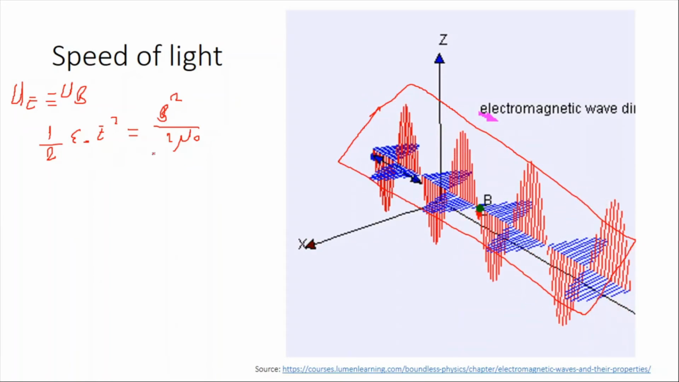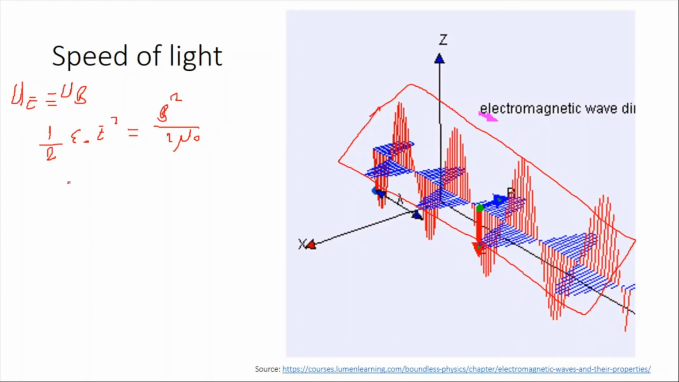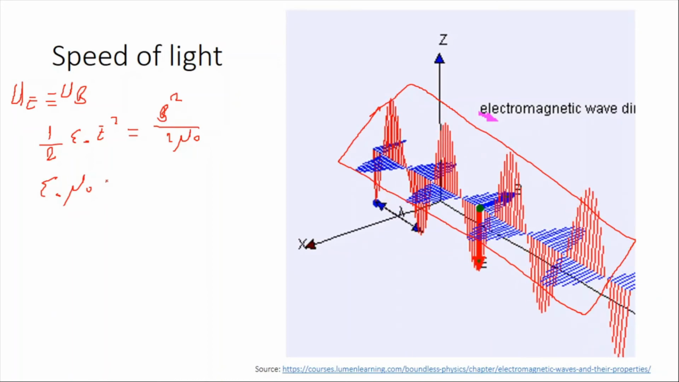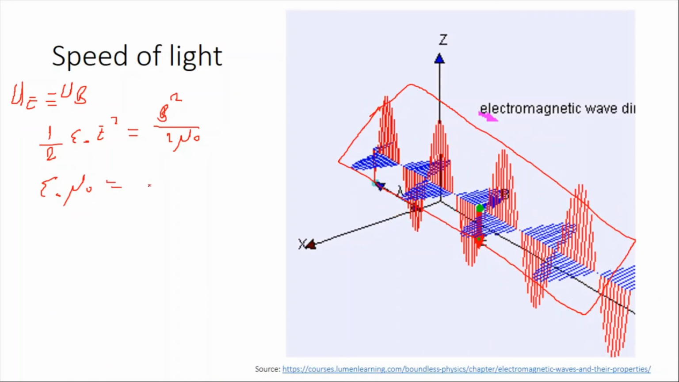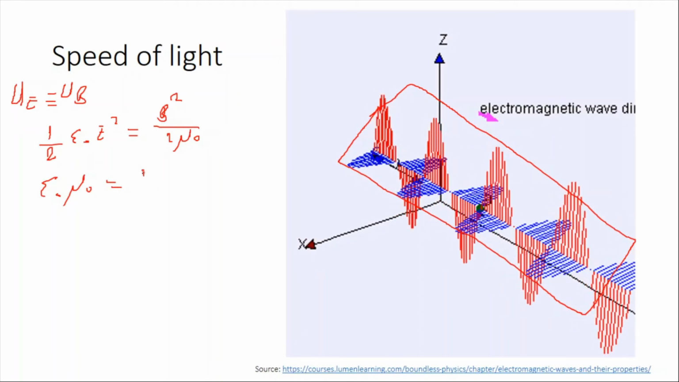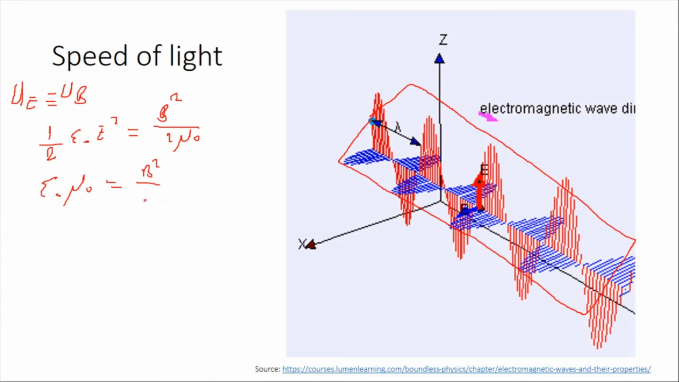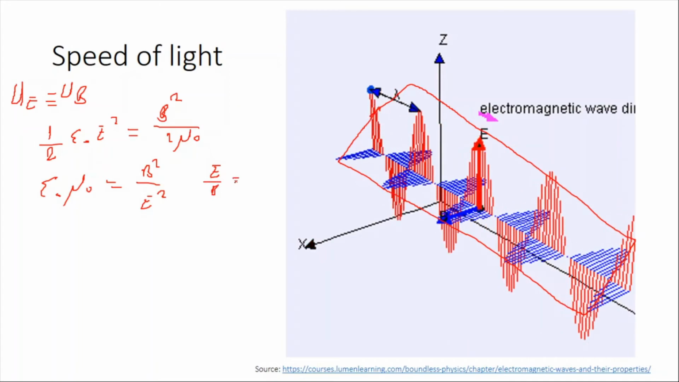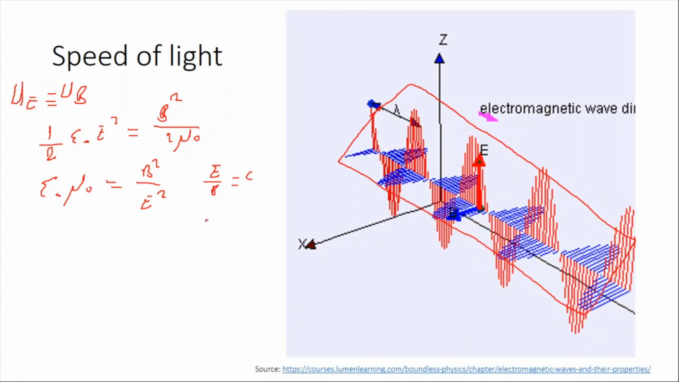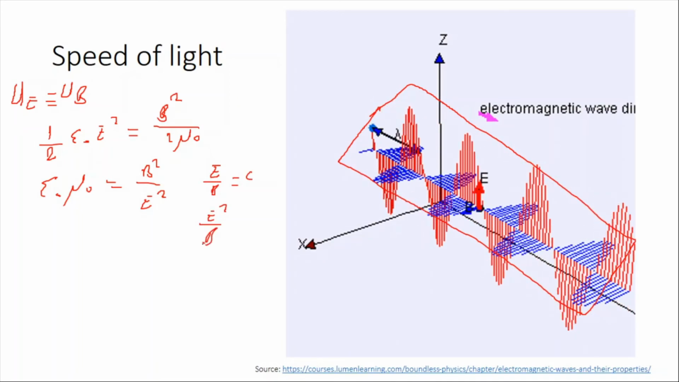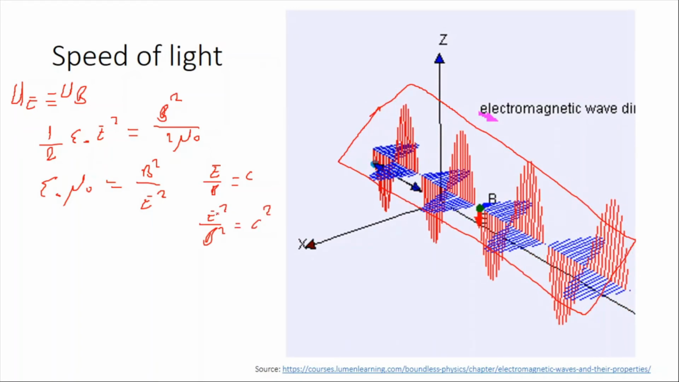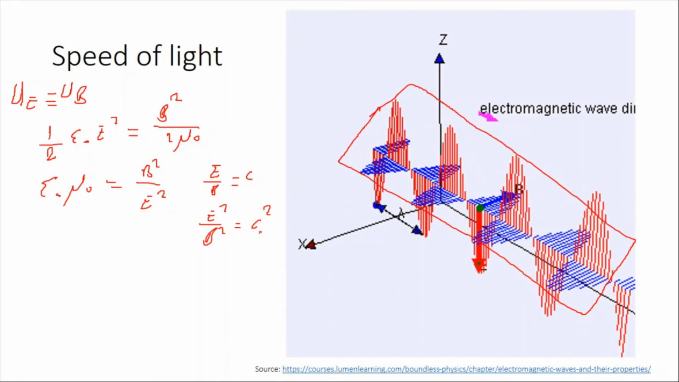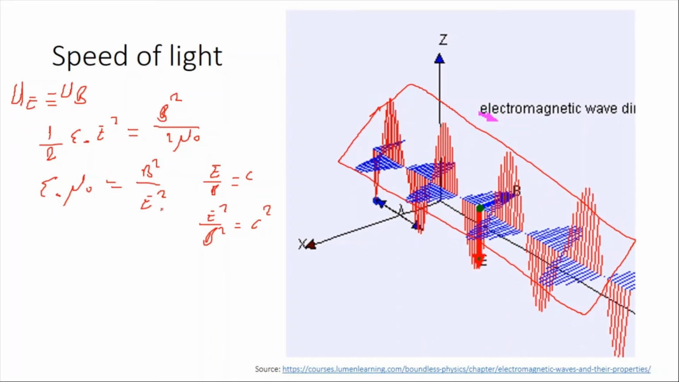So from here, let's make some mathematical calculations. I'm going to write epsilon 0 mu 0 here, and it will be equal to, 2 and 2 are going to cancel, B squared over C squared, E squared. On the other hand, we know that E over B is equal to C. So it means that E squared over B squared will be equal to C squared. Now here, this is B squared over E squared. So it is going to be equal to 1 over C squared.